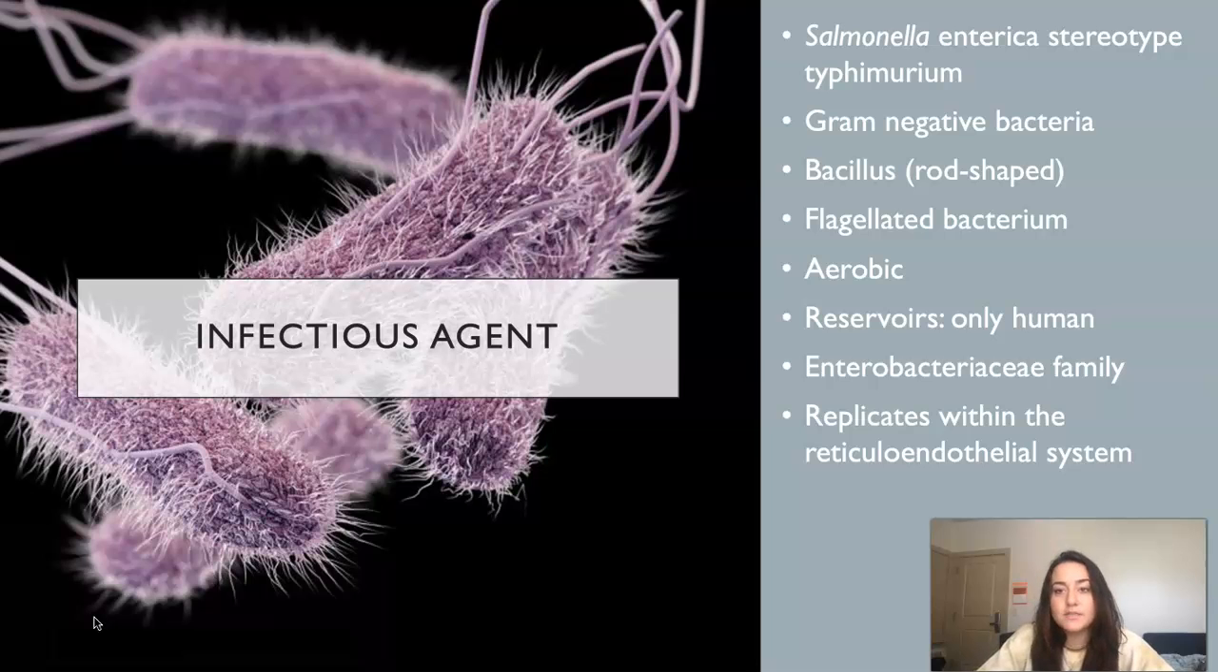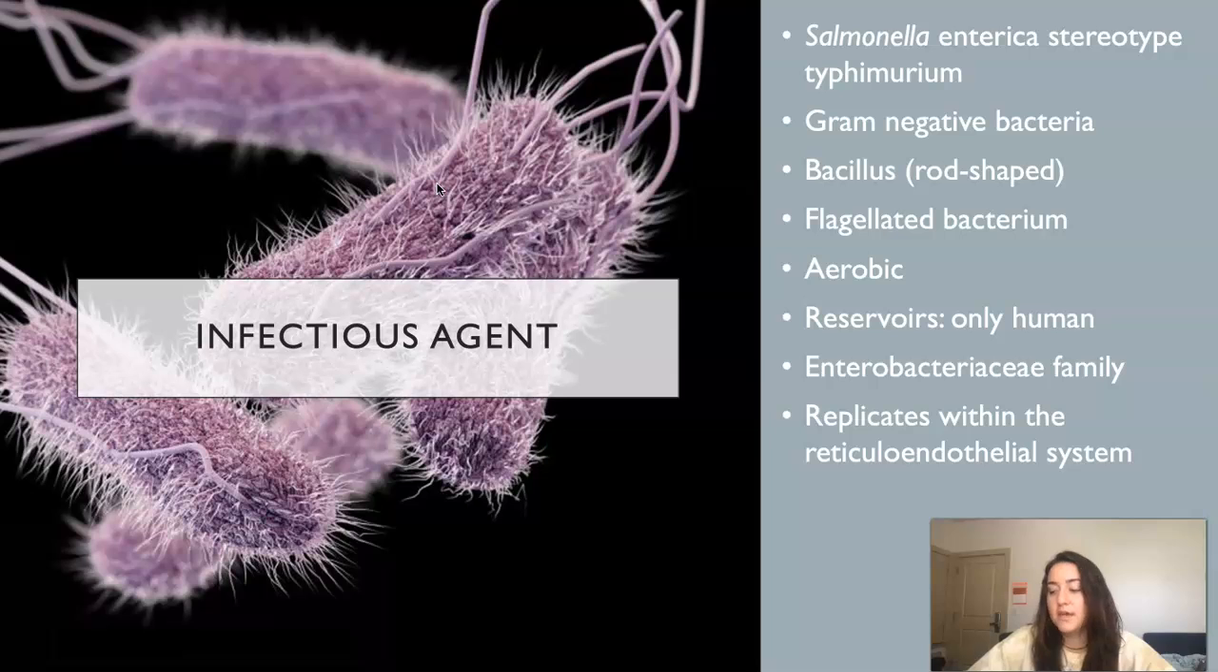It's a gram-negative bacteria, and it is bacillus, so it's rod-shaped, as you can see in the picture. It's also a flagellated bacteria, so that means it has these small hair-like structures that grow out of it, which help with movement and chemotaxis within the cell. It's also aerobic, which means that it requires oxygen for cellular respiration, energy, and reproduction. The only reservoirs are human reservoirs.